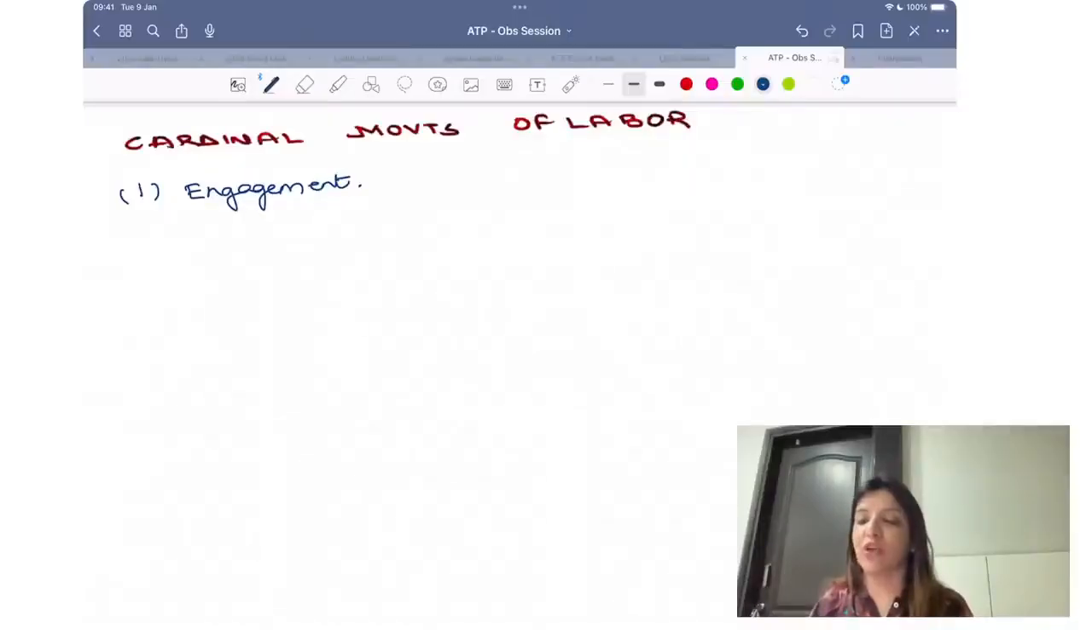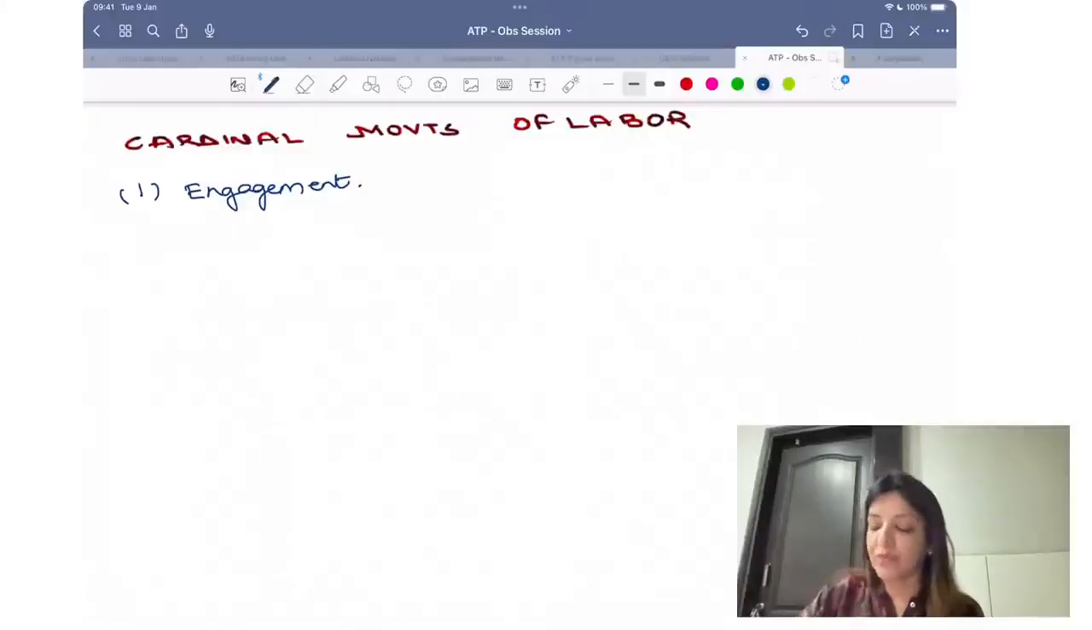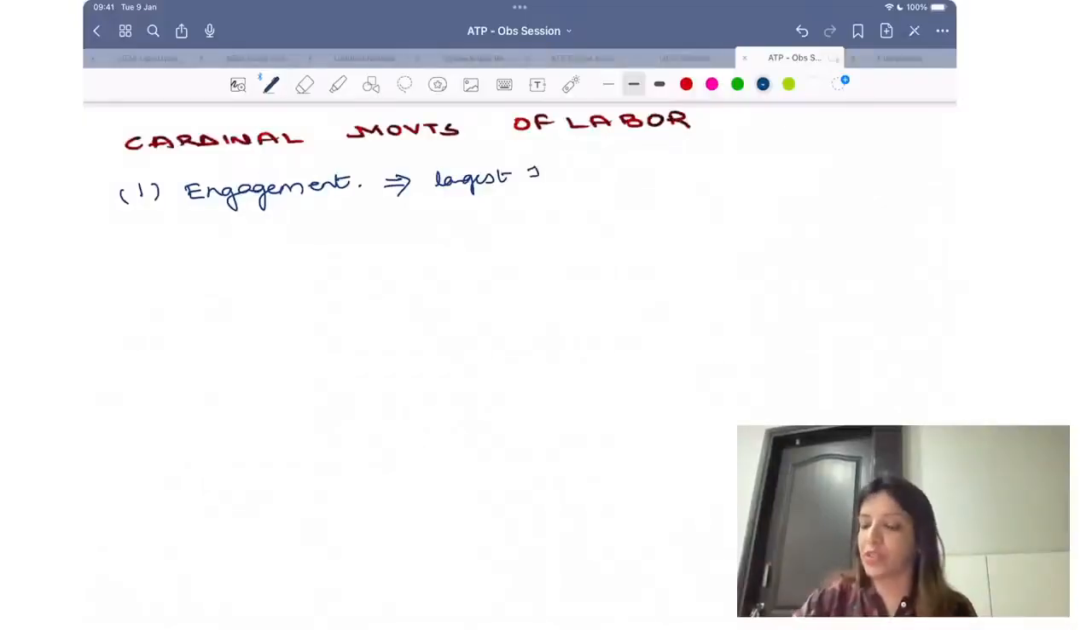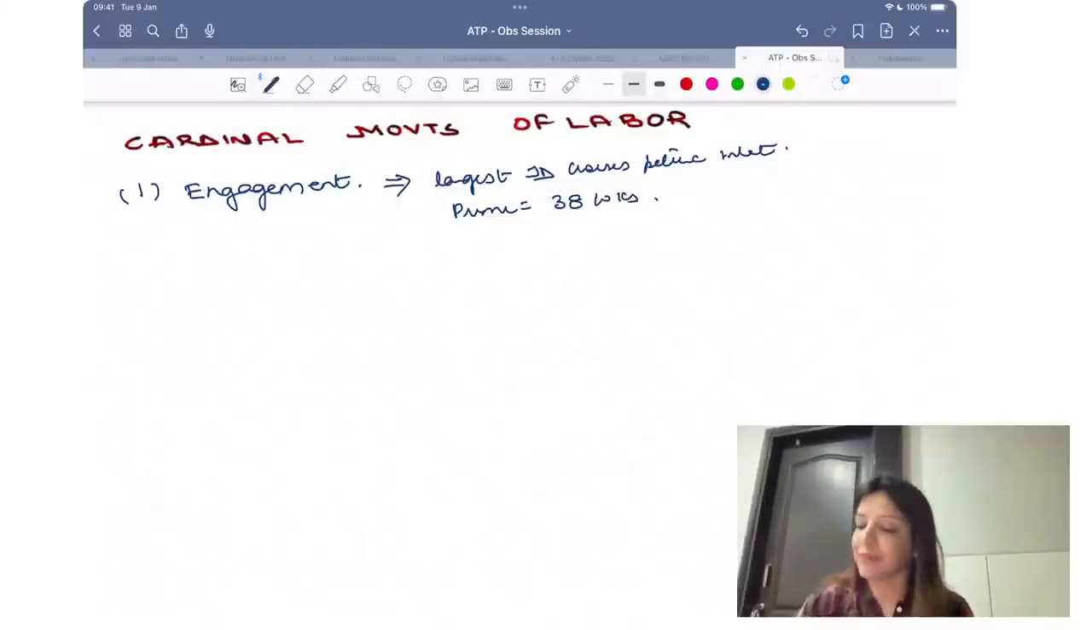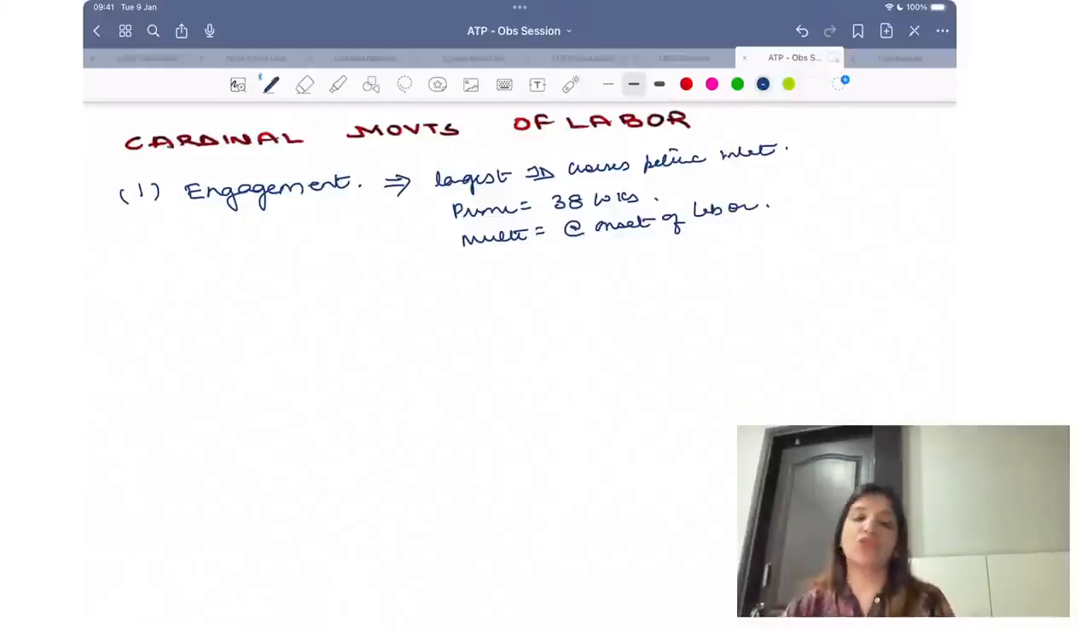First step is not extension. How can extension be the first step? First step is engagement. Engagement happens when the largest transverse diameter crosses the pelvic inlet. At what time does engagement happen in a primigravida patient? In a primigravida patient, it happens around 38 weeks. And in a multigravida patient, it is going to happen at the onset of labor. Very, very important.